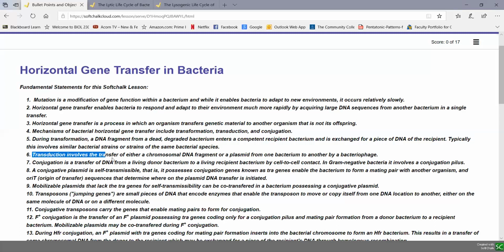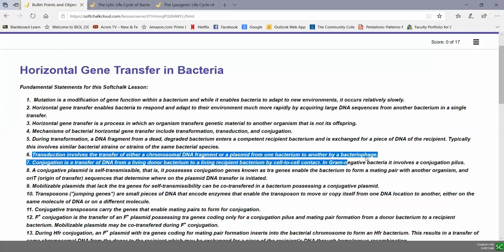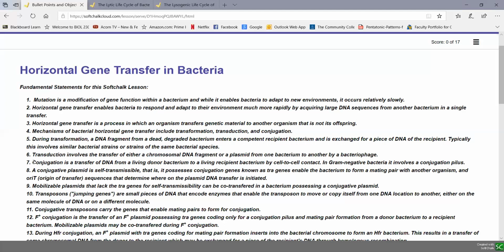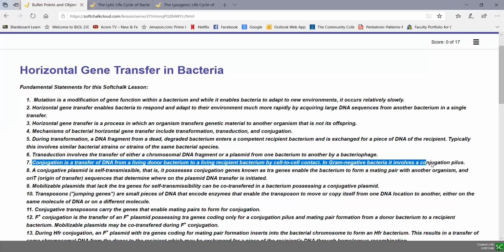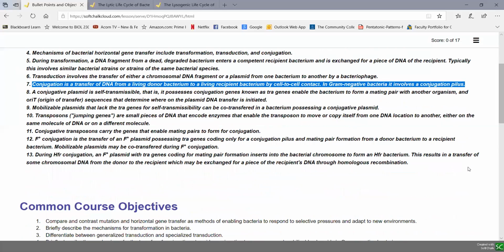Transduction involves the transfer of either chromosomal DNA fragments or plasmid from one bacterium to another by a bacteriophage, a virus that only infects bacteria. Conjugation is a transfer of DNA from a living donor bacterium to a living recipient bacterium by cell-to-cell contact. In gram-negative bacteria, this typically involves a conjugation pilus.